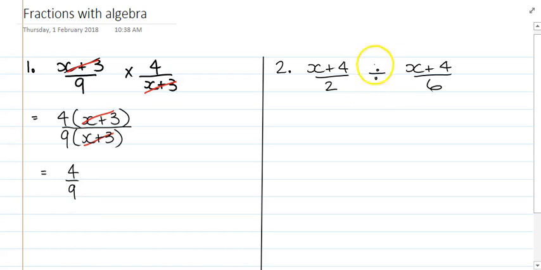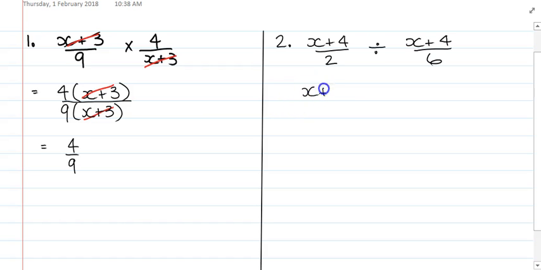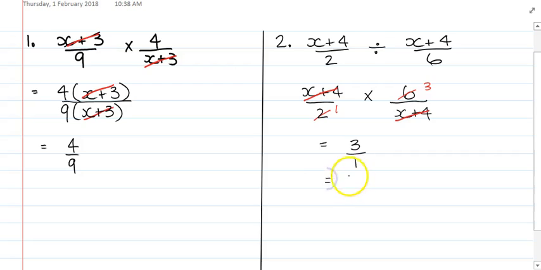When we divide fractions, remember we flip the second one and multiply. So we're left with (x + 4) over 2 multiplied by 6 over (x + 4). So once again, this time I am going to do it first. We can simplify that. We can also simplify this, can't we? Because 2 goes into both of them. So now all I'm left with is 3 over 1.